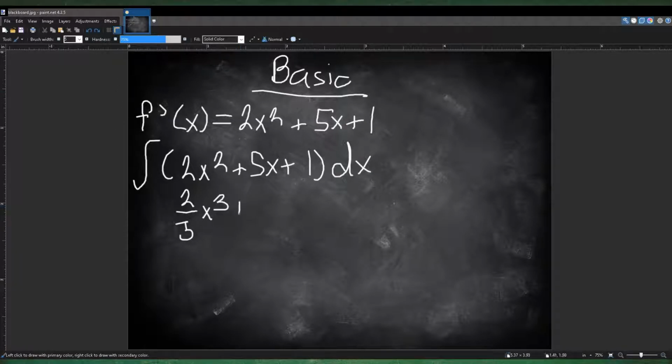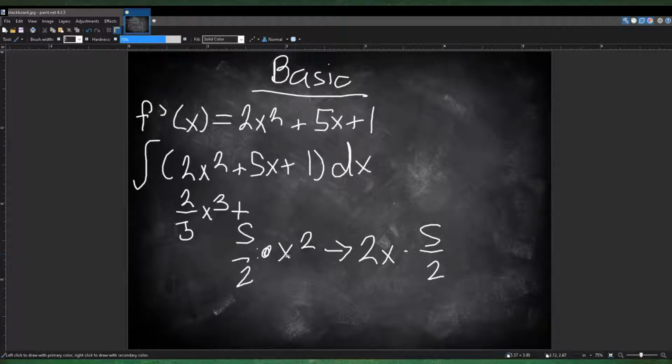And then we have to do the 5x now. Since this is linear, we need a quadratic. The derivative of a quadratic is 2x. We don't want 2x, we want 5x, right? So we multiply by 5 over 2. So our next term is 5 over 2 times x squared.